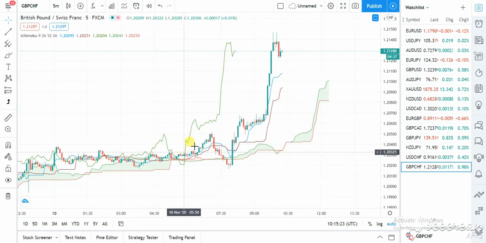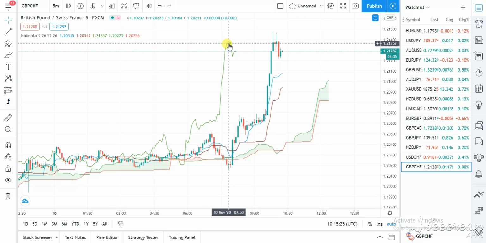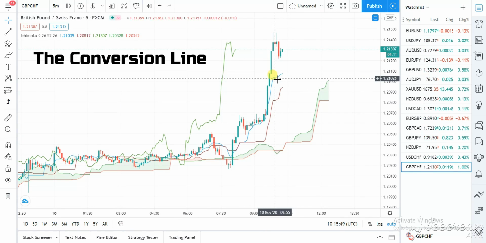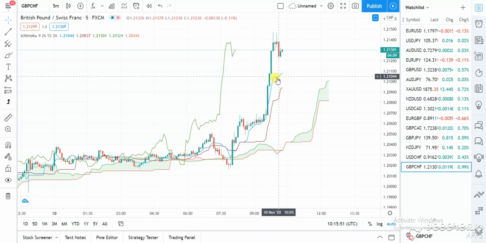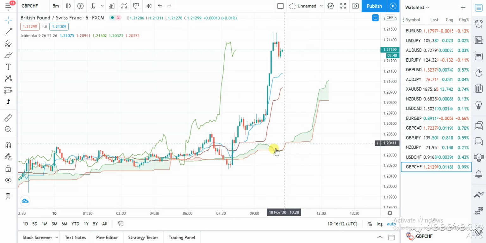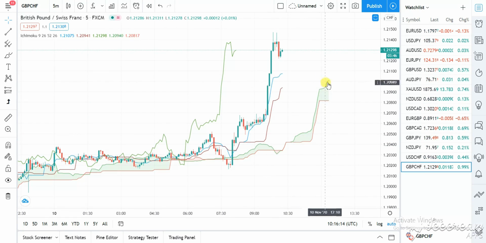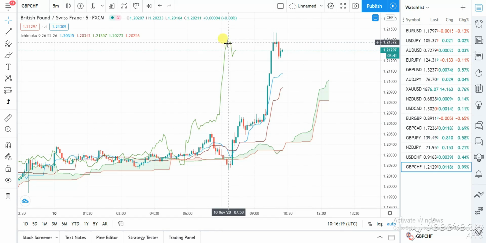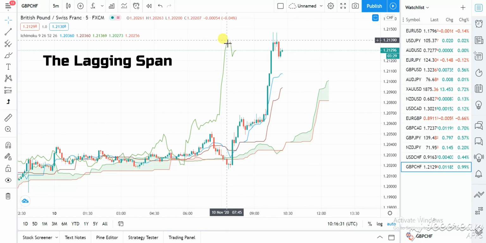And guys, as you can see, this green line, let me explain. So this blue line right here is called the conversion line. It's the conversion line, and this line you see right here is the baseline. And these two lines, this is the cloud, which is the Ichimoku Cloud. This is the cloud, and this is the lagging span. So this is the lagging span.